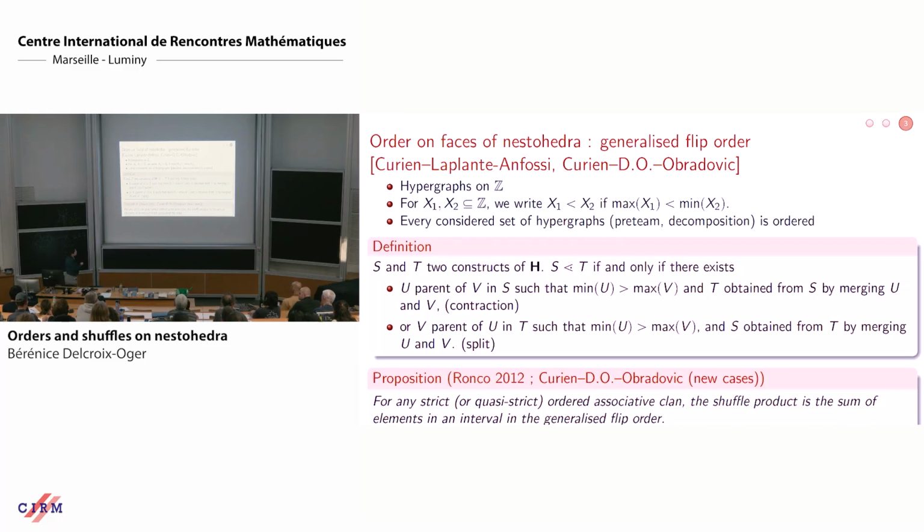It was proven by Ronco in 2012 for graph associahedra, and here we obtain it. So we obtain new cases like nestohedra and hypercubes. I think that our order is a bit different. On examples, it seems a bit different, but the idea is quite the same. So what is this order?